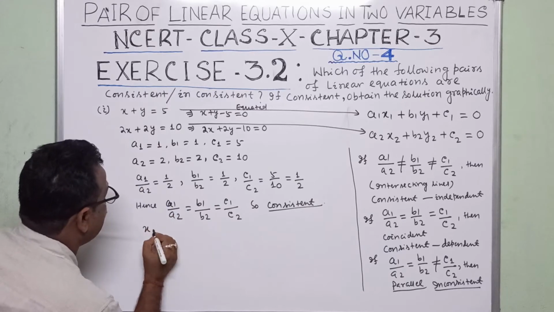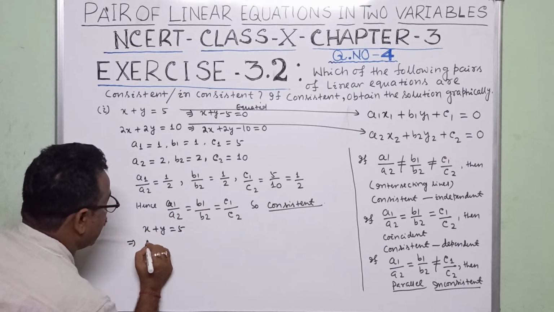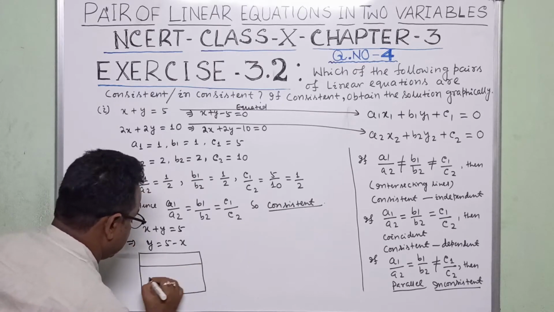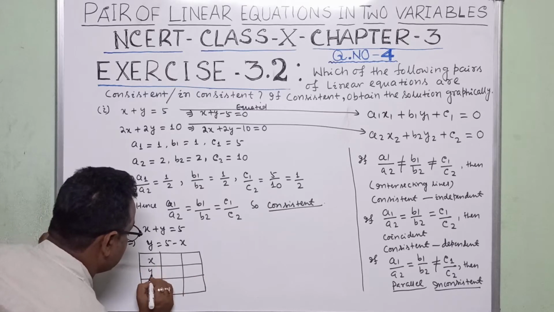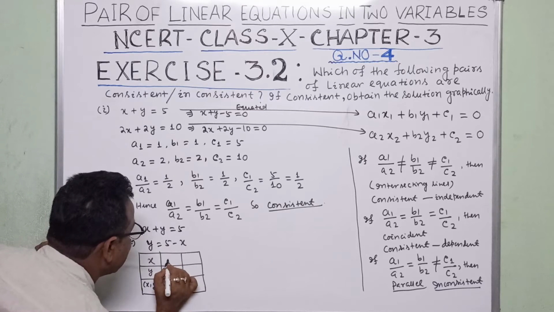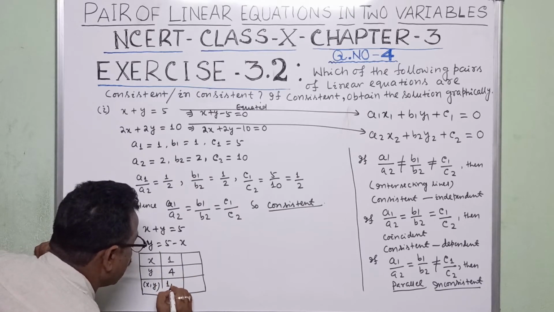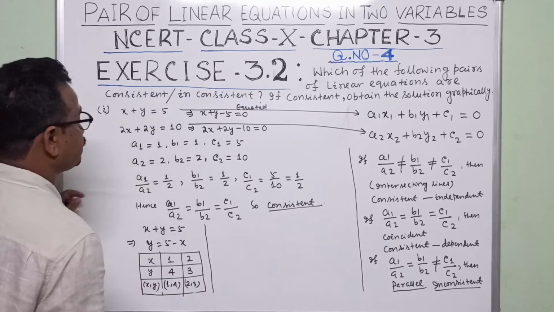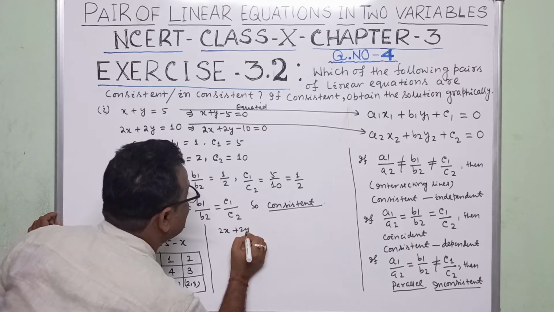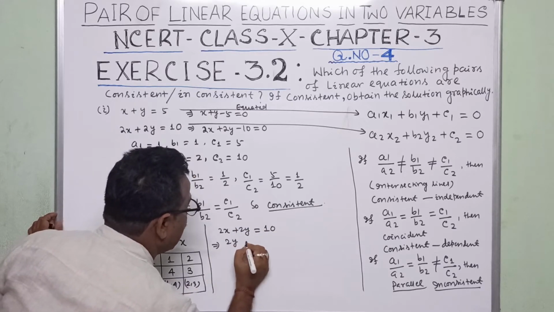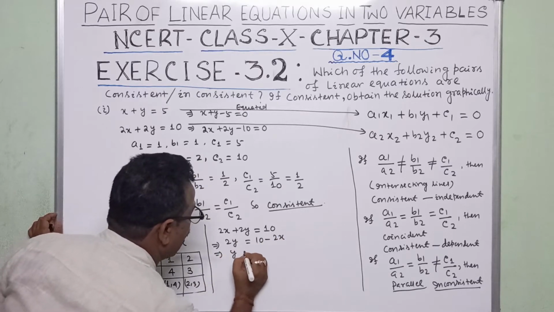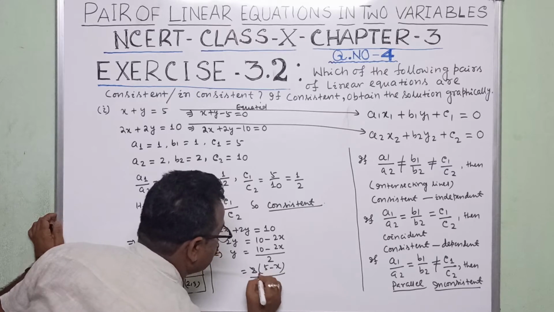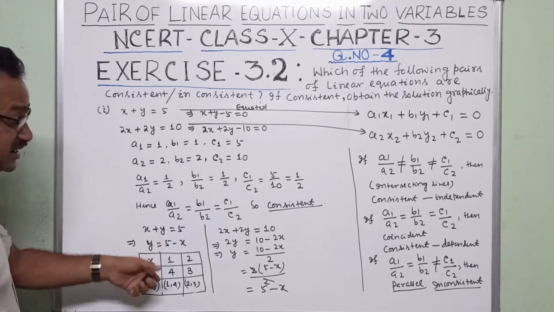So we will solve this. x plus y is equal to 5 implies y is equal to 5 minus x. Here I can draw the table. Take any value, x is 1, y is 4; x is 2, y is 3. I will get the points. Now the second part: 2x plus 2y is equal to 10 implies 2y is equal to 10 minus 2x, so y is equal to (10 minus 2x) by 2, which is 2 into (5 minus x) by 2. The 2 cancels, so y is equal to 5 minus x. We are getting the same equation.